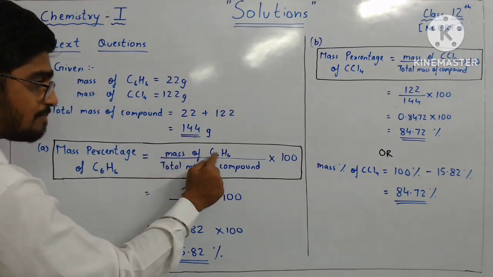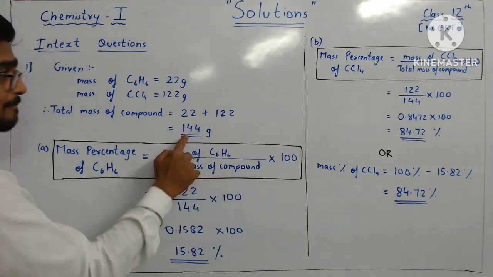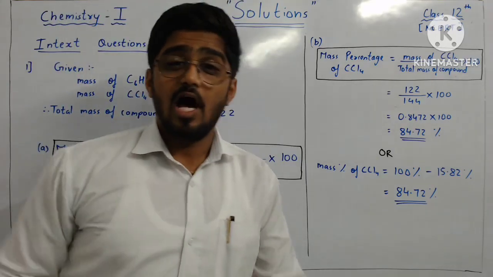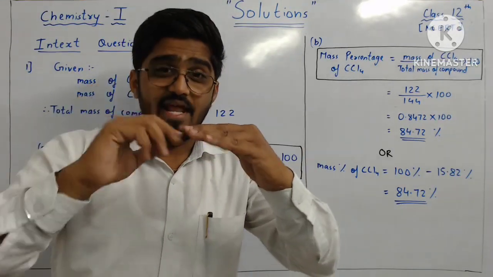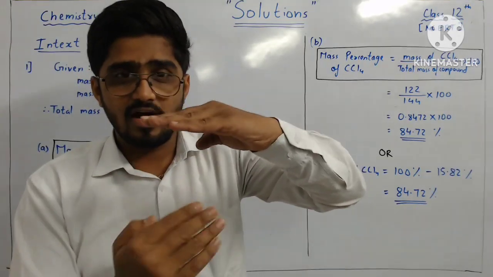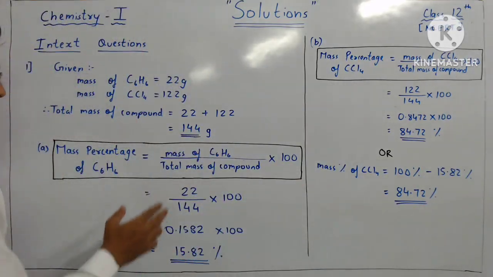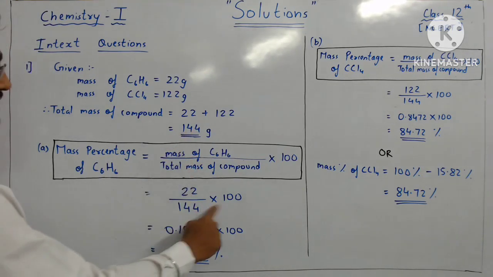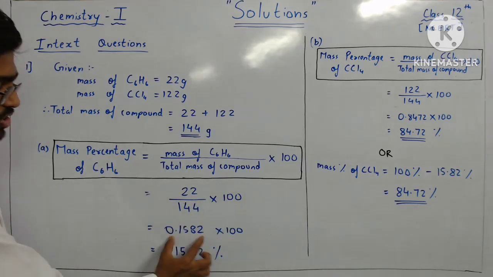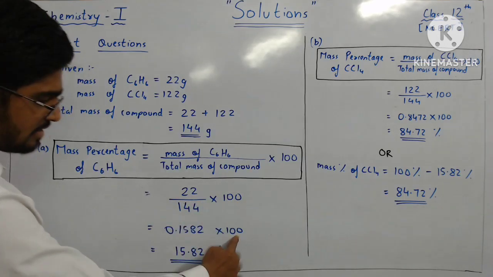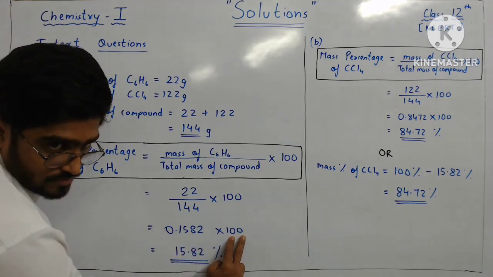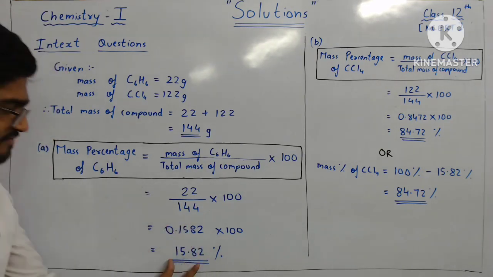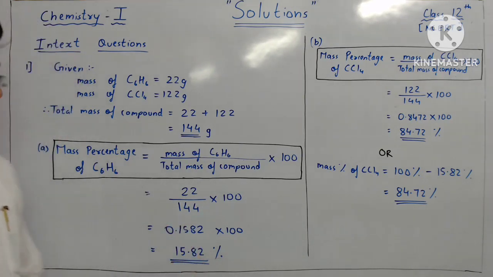So how will you find the mass percentage of benzene? Keep the mass of benzene up and the total mass of the solution down, multiply by 100, the same way you calculated percentage in school: the marks you got up, and out of how much down, multiply by 100. So mass of benzene is 22 and the mass of the whole solution is 144, multiply by 100. 22 upon 144 gives 0.1582, and multiplying by 100, the decimal shifts two places. So the final answer is 15.82%. This is the mass percent of benzene.